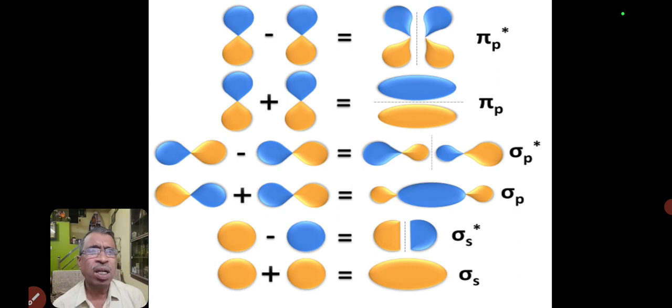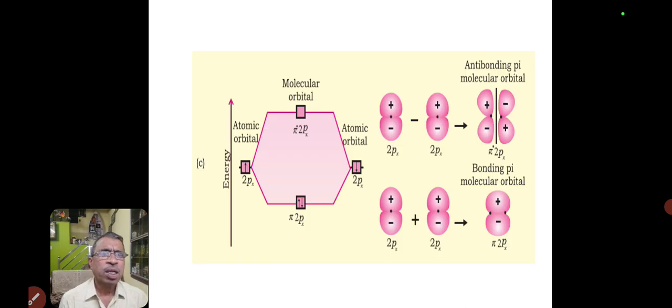The slide also shows a similar explanation to what we have discussed: how the p orbitals are involved to form sigma molecular orbitals and pi molecular orbitals, both bonding and anti-bonding. It also gives the combination of s orbitals resulting in bonding and anti-bonding molecular orbitals. So this is another slide which shows the shapes of the molecular orbitals.